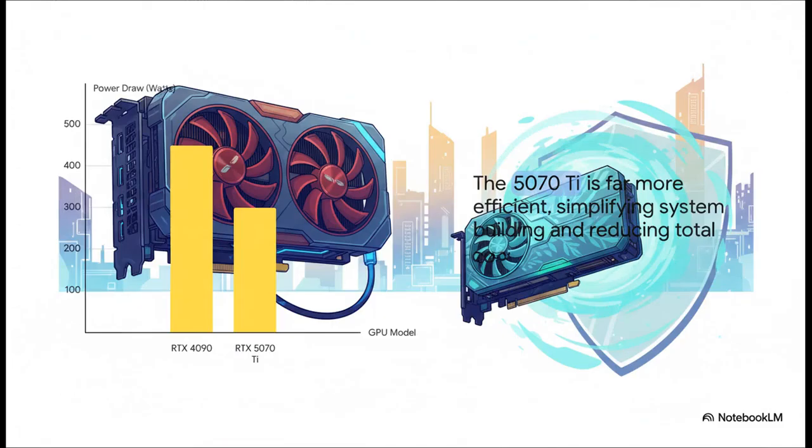And that efficiency directly translates to power consumption. I mean, the 4090 is a power-hungry beast, pulling around 450 watts when it's working hard. That means you need a serious power supply and a case with some really good airflow to keep it happy. The 5070 Ti, on the other hand, is much more civilized. It's sipping power at around 300 watts, which makes building a quiet, cool system around it just so much easier.